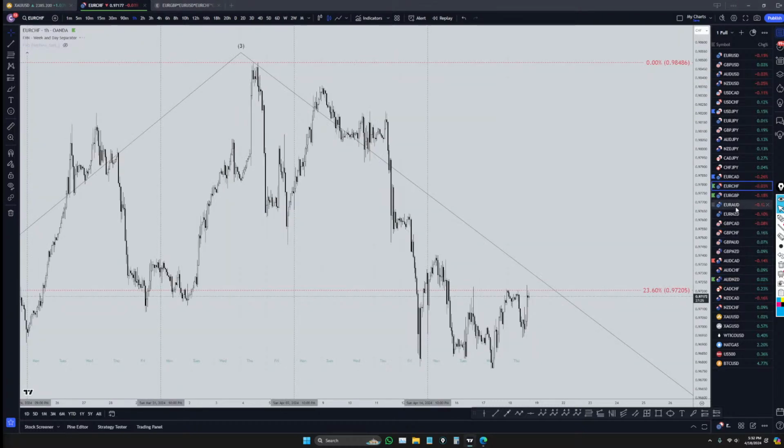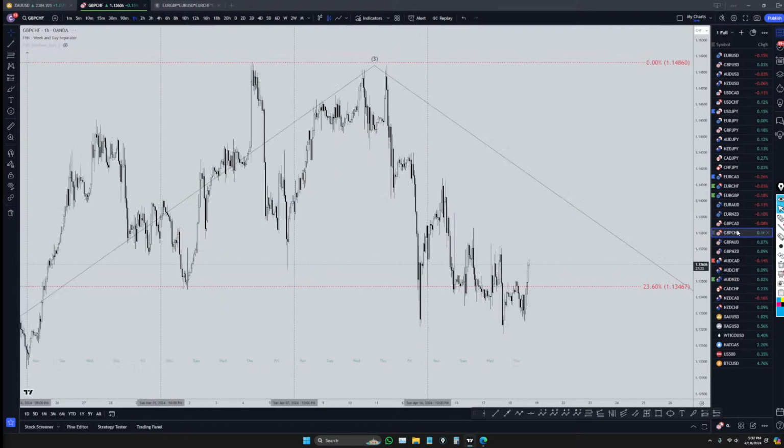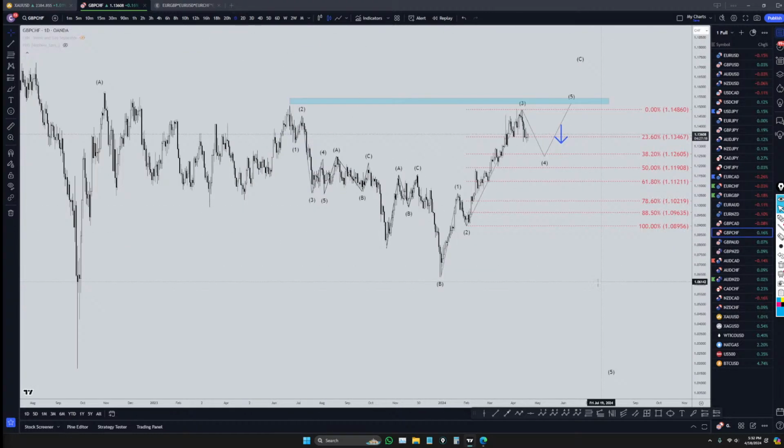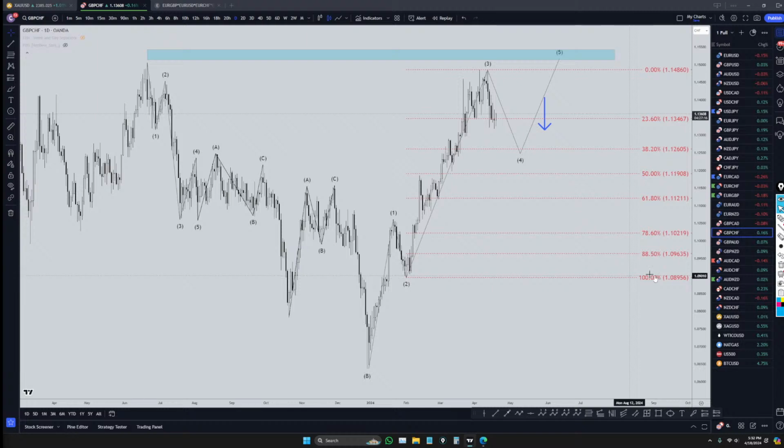The pound Swiss is a good one too. I'm long the Euro Swiss, but honestly, the pound Swiss might have been a better choice to be honest with you. I am long the Euro Swiss now, and that's another trade that I took with the members this week.